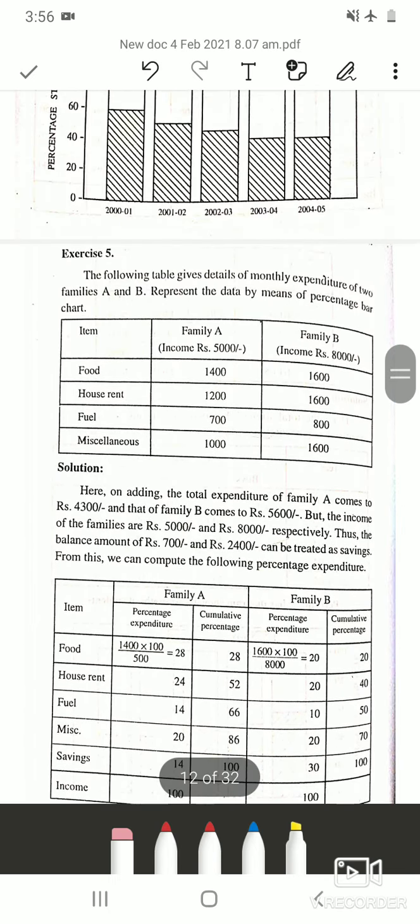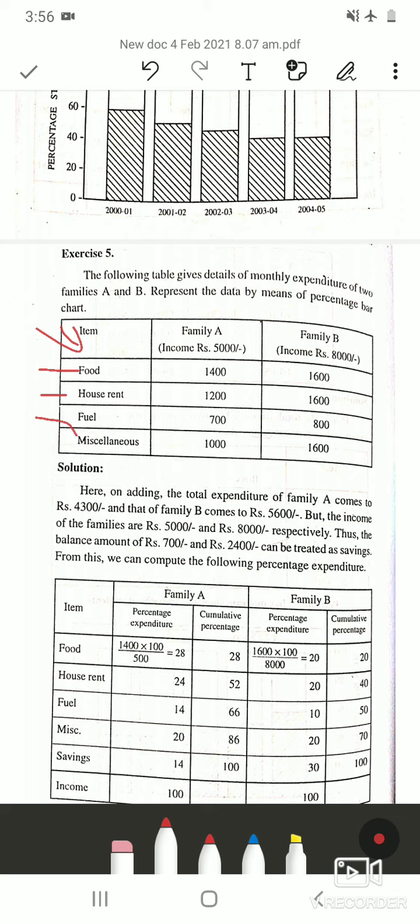So here there is another example. The following table gives details of monthly expenditure of two families A and B. Represent the data by means of a percentage bar chart. So they have given items: food, house rent, fuel and miscellaneous. Then family A expenditure and family B.